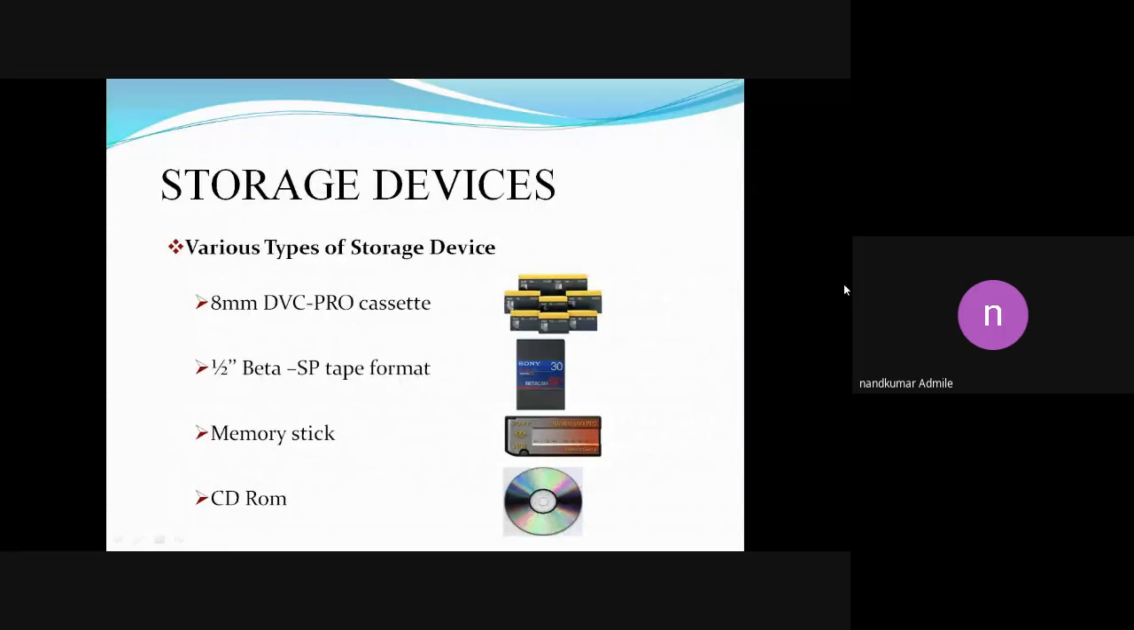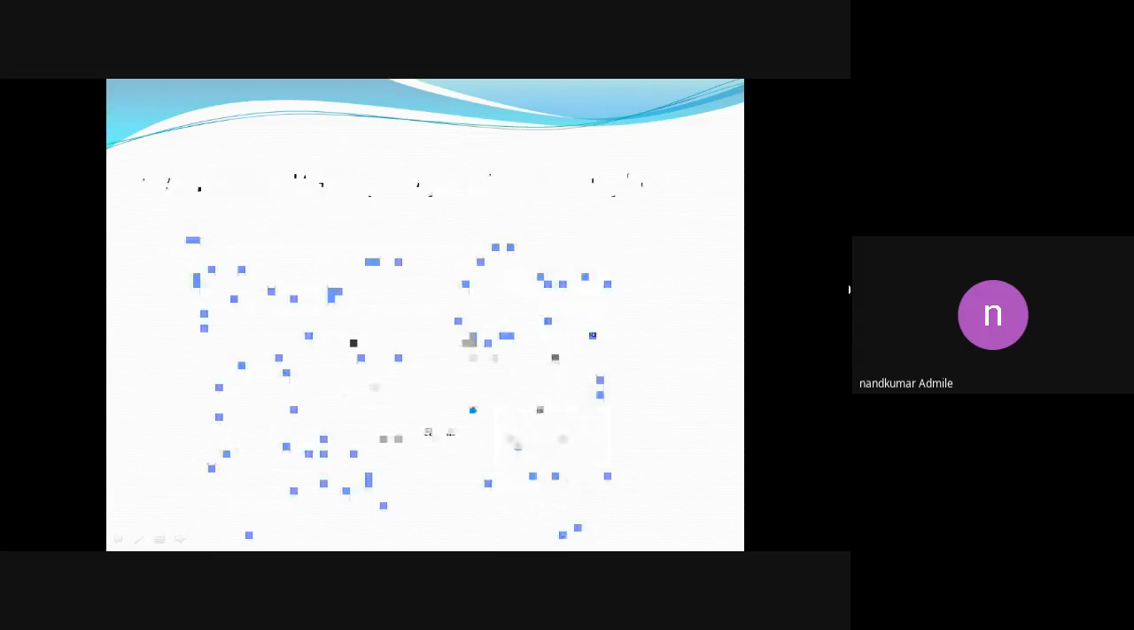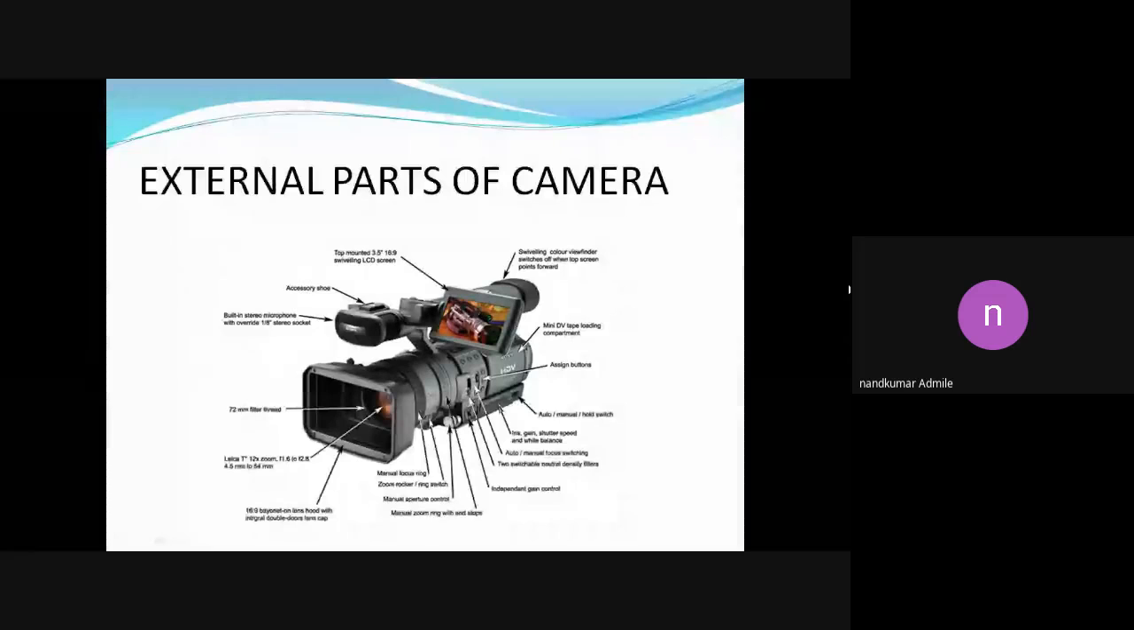Okay, and after capturing the video, we need to store the video in a particular storage device. We can store the video in any storage device. You can use a memory stick, various CDs, or various tapes. So in order to store a video, we require the storage device. These are the major internal parts of a video camera.